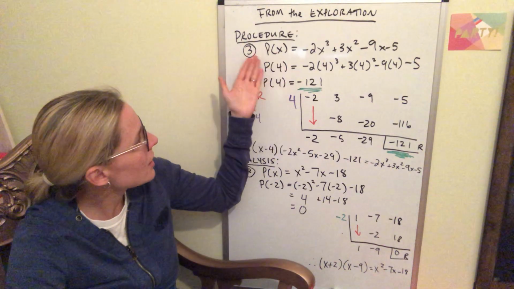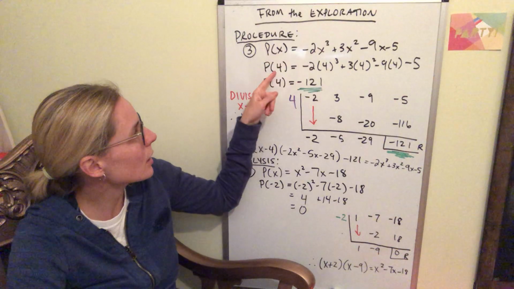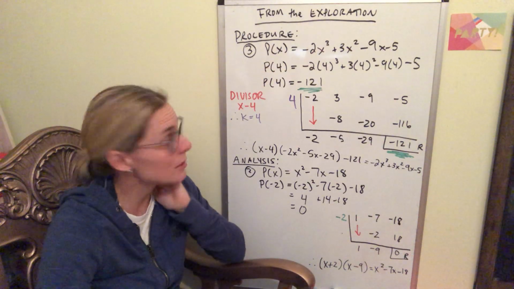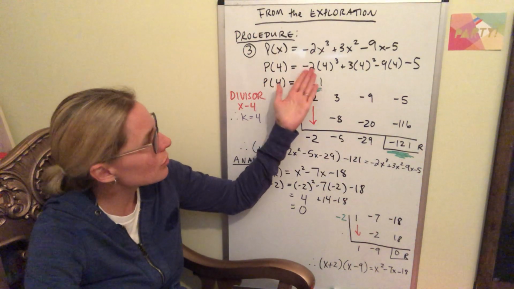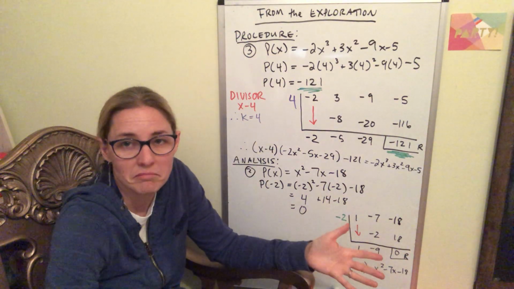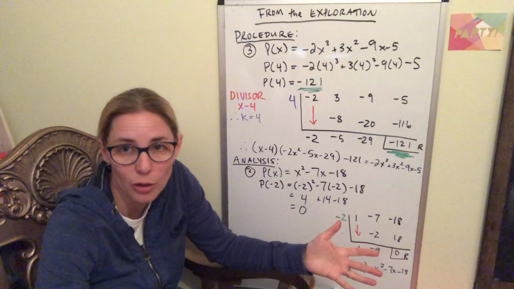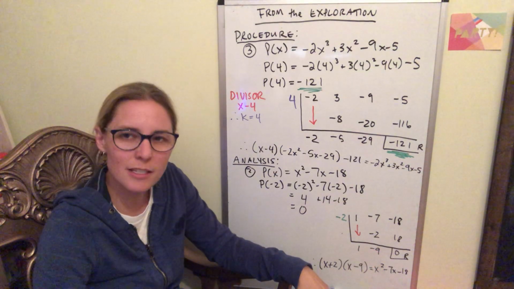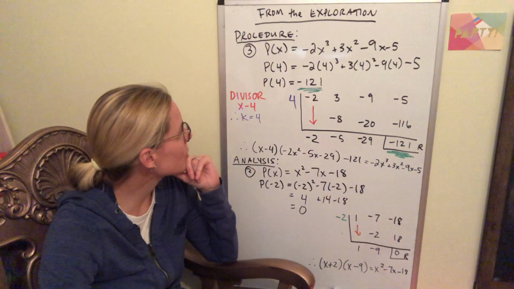So the first one, they say, take this function p of x, which is cubic, and substitute in the number 4 for x. So when you substitute in the number 4 and you do the arithmetic, you find that p of 4 is negative 121. Great. What does that tell us? We don't know.